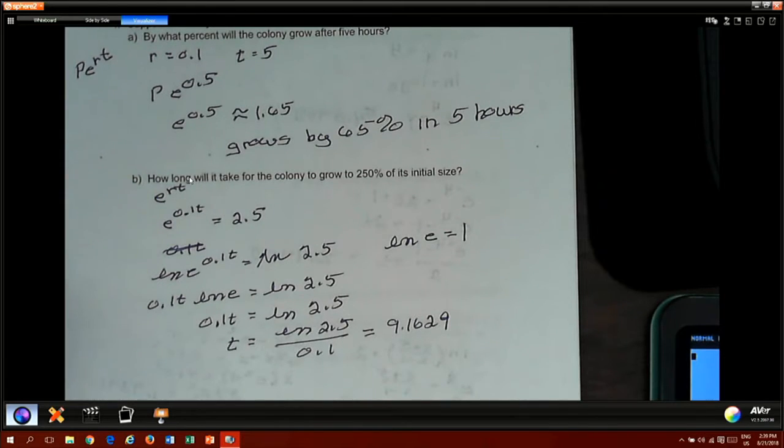Okay, so that's all we're going to do with ln and e.